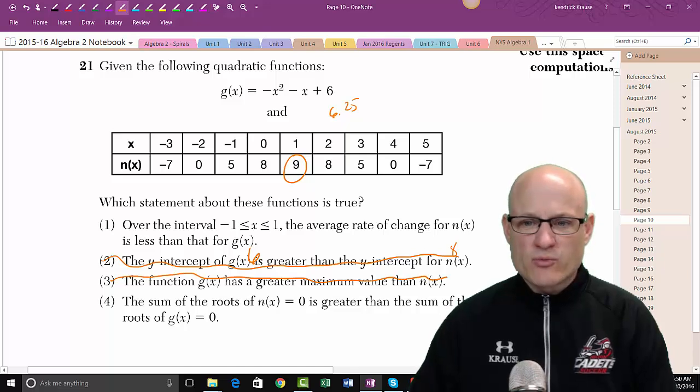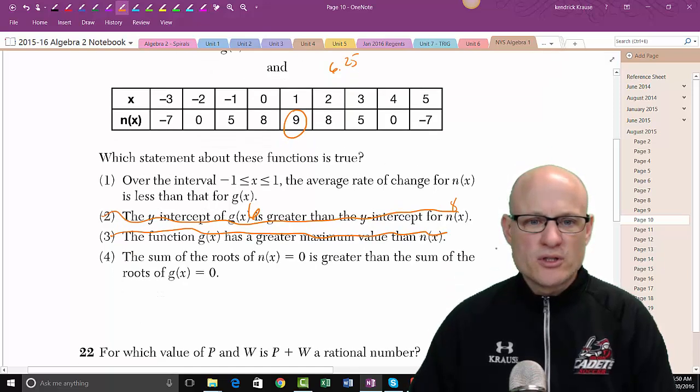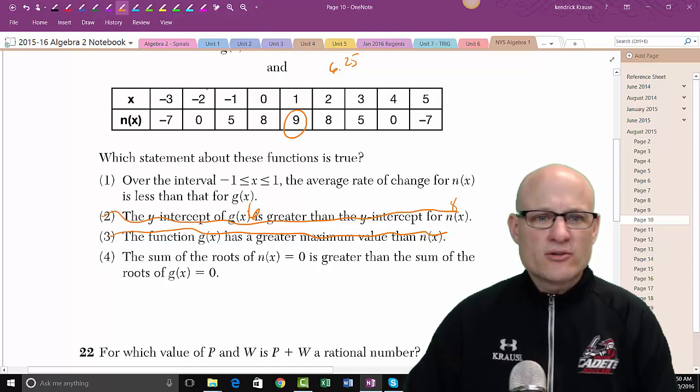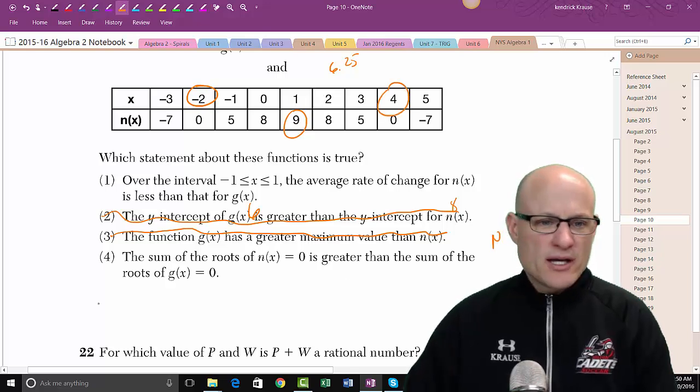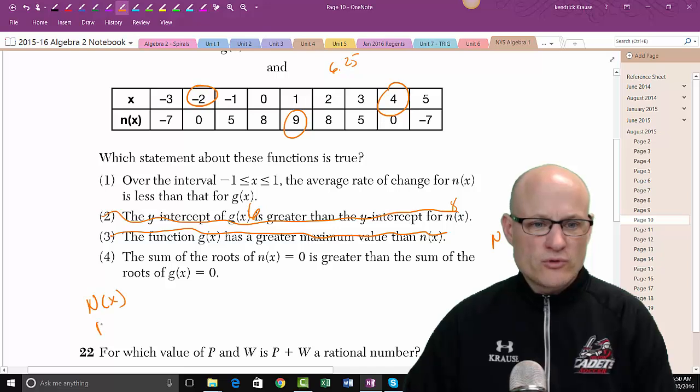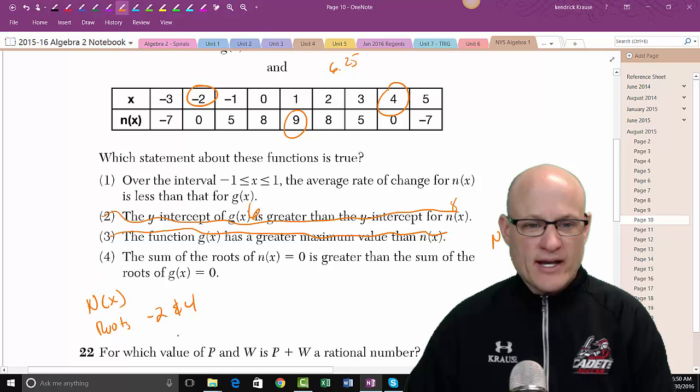The sum of the roots for n of x. Here's a root, and here's a root. So n of x roots or zeros are -2 and 4, and if I add those up, I get +2.